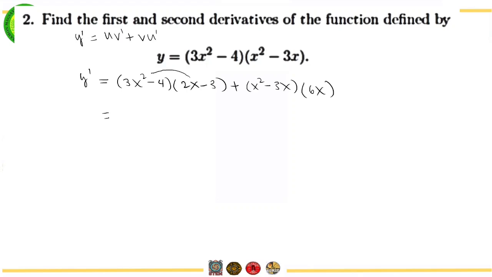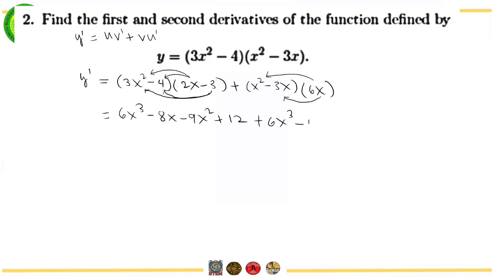Okay, so let's simplify. We will FOIL this. So 2x times 3x squared is 6x cubed. Then negative 4 times 2x is negative 8x. Then negative 3 times 3x squared is negative 9x squared. Then negative 3 times negative 4 is plus 12. Okay, so next, plus this one, so 6x cubed, then this one negative, so minus 18x squared.